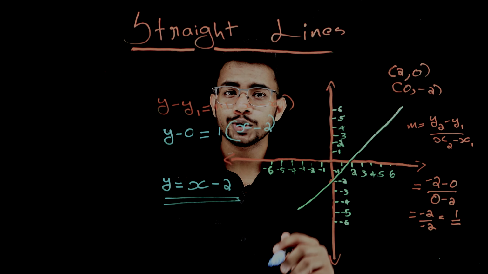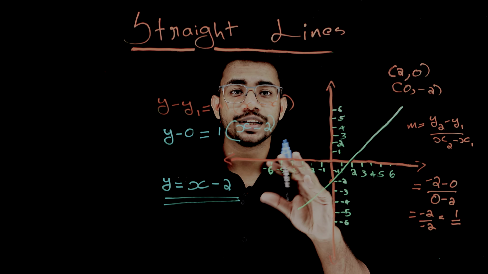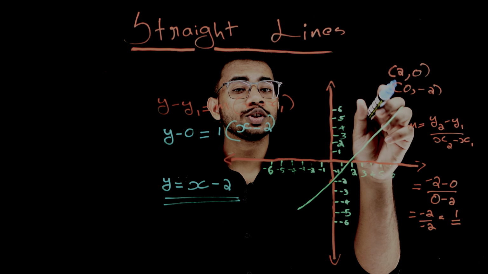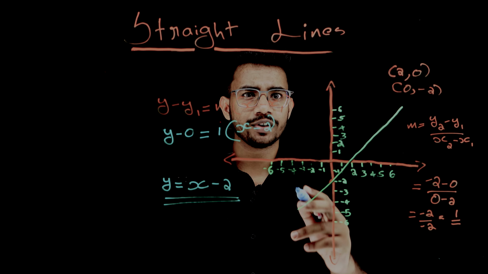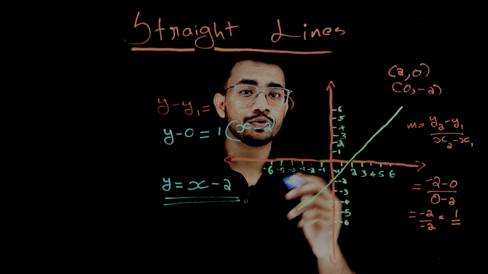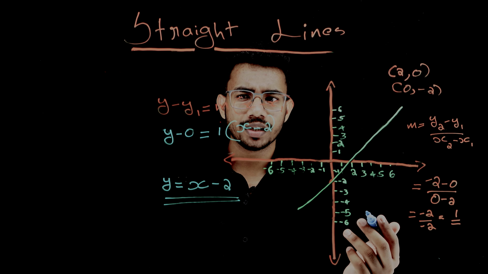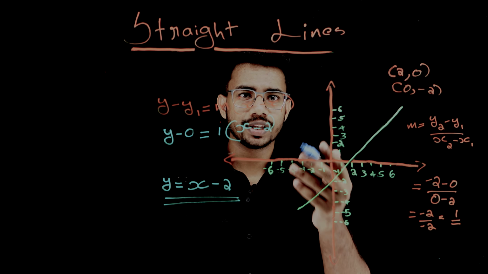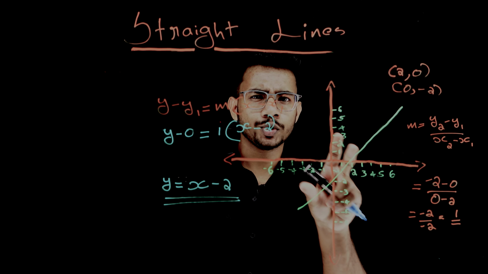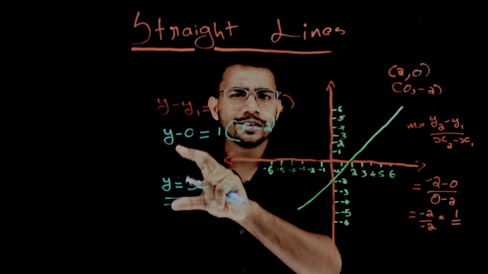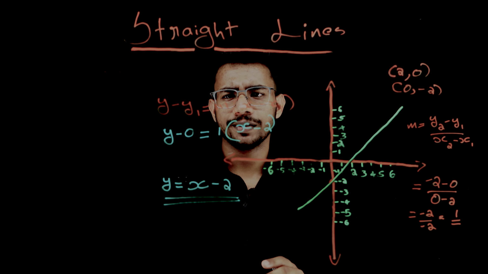Now for the same question itself, they can ask in a different method. Here we are having 2 points. Maybe on the next question, they won't be giving 2 points. They may be giving the slope and one of the coordinates, or they will be giving the 2 intercepts, and then they will be asking to find out the equation of a straight line.